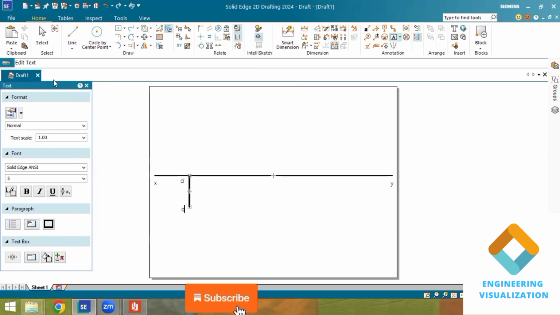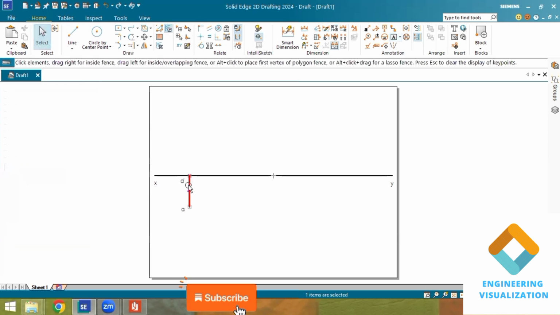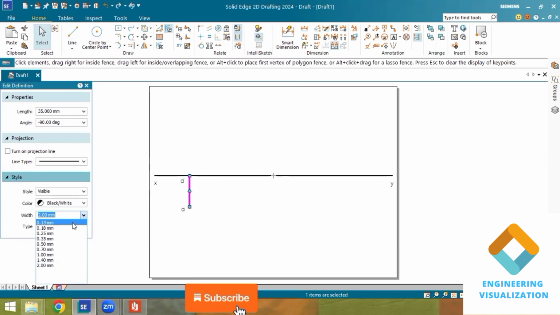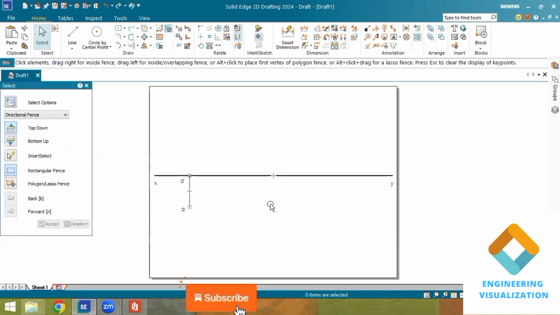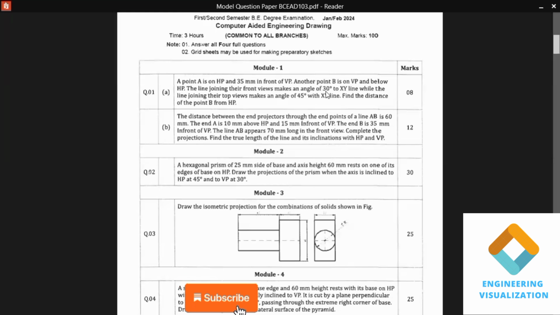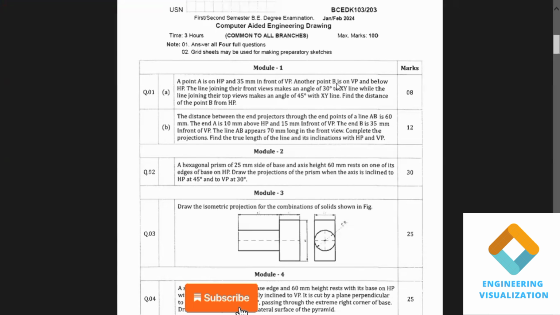Now, after that, see the question. You can change the thickness here. This is the new version of the software, so I'm taking a little bit of time because the commands are of a different type. If you want this software, I can share it. For top A it is 35 mm drawn. Then there is another point B, which is on VP. On VP means it is nothing but the top view, and below HP. Below HP means we don't know how much distance it is.